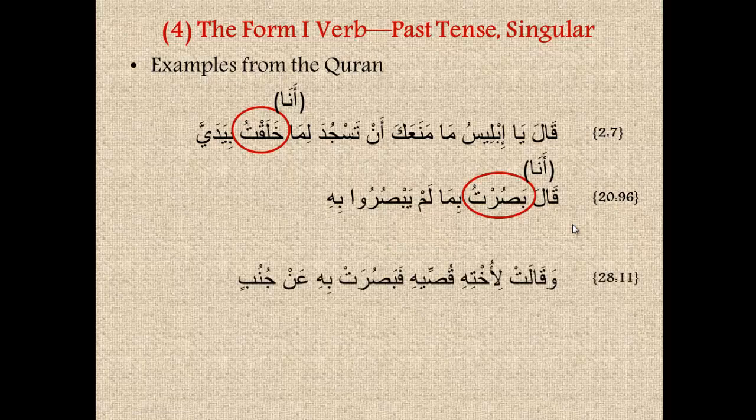In the next example, we have in verse number 11 of Surah number 28, Al-Qasas, وَقَالَتْ لِأُخْتِهِ قُصِّيهِ فَبَصُرَتْ بِهِ عَنْ جُنُوبٍ. The verb here is بَصُرَتْ, فَبَصُرَتْ, fa, you can ignore that for now. The verb is بَصُرَتْ. This is after the pattern فَعُلَتْ. We hear the t at the end, the ta sakina. This tells us the verb is conjugated for hiya. So she is doing this action. وَقَالَتْ لِأُخْتِهِ قُصِّيهِ فَبَصُرَتْ بِهِ عَنْ جُنُوبٍ.